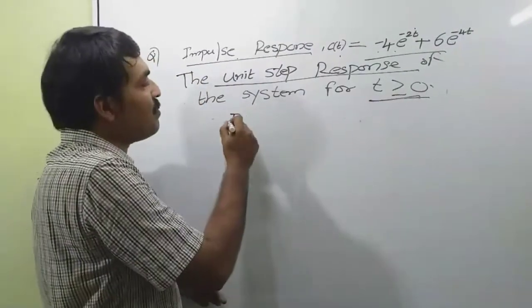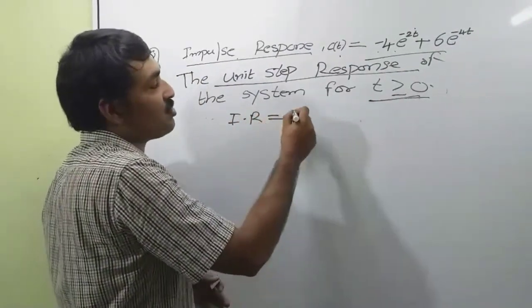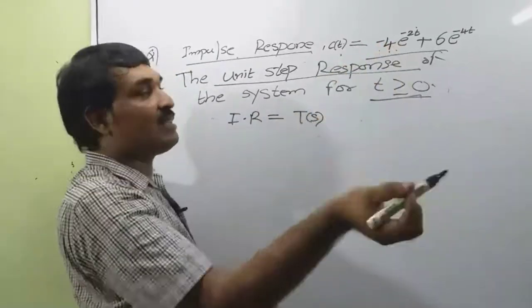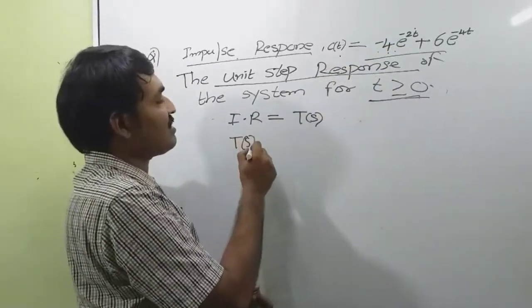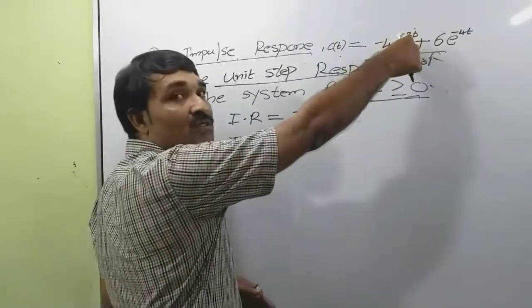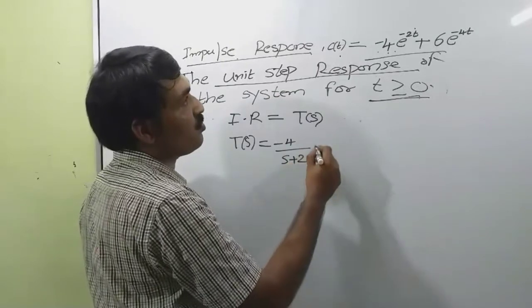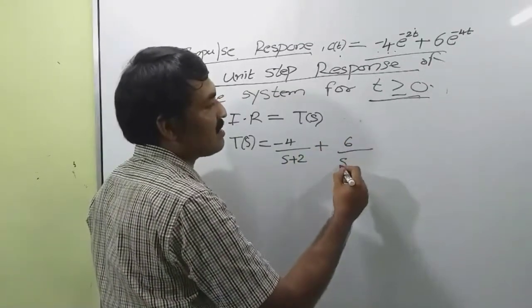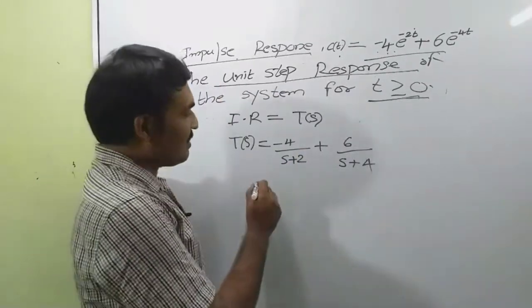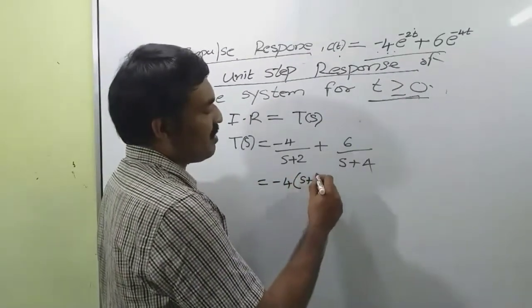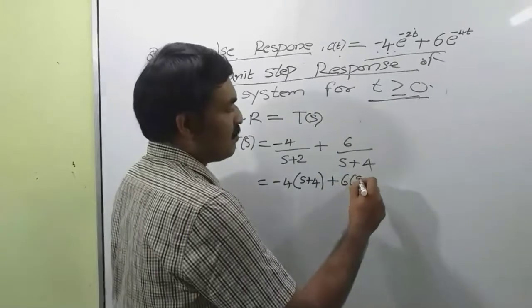That is, impulse response is equal to transfer function. So impulse response is given. So we can find the transfer function T(s), that is equal to the Laplace transform of this. That is minus 4 divided by s plus 2 plus 6 divided by s plus 4. Taking the LCM, this is equal to minus 4 into (s plus 4) plus 6 into (s plus 2).